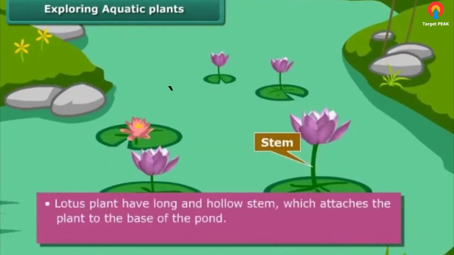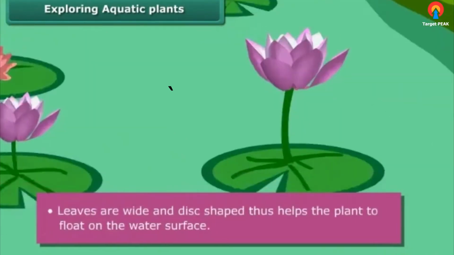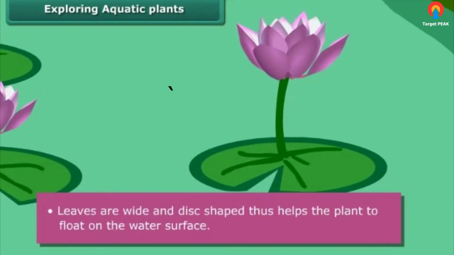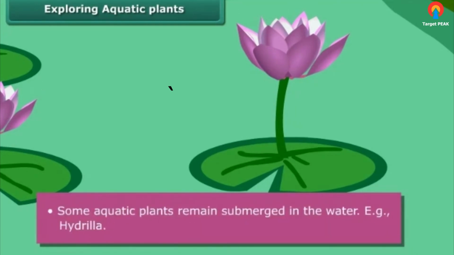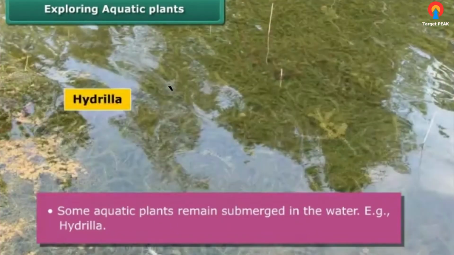Lotus plants have a long and hollow stem, which attaches the plant to the base of the pond. Roots are short. Leaves are wide and disc-shaped, which helps the plant to float on the water surface. Some aquatic plants remain submerged in the water, for example, hydrilla.